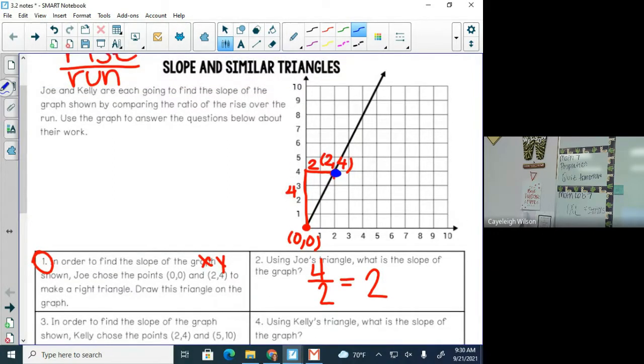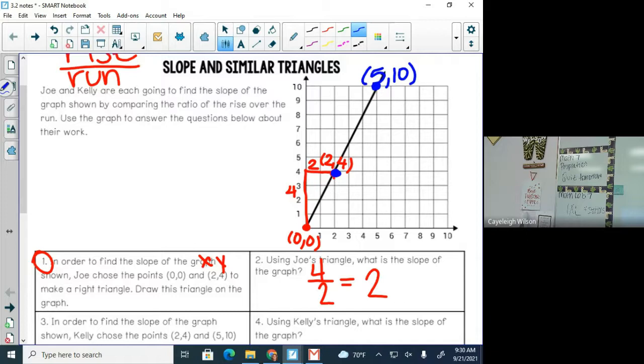So I'm going to go 1, 2, 3, 4, 5 on my x, 1, 2, 3, 4, 5, 6, 7, 8, 9, 10 on my y. So this is (5, 10). Okay, everybody good with putting the points on there? All right, and then I'm going to draw my triangle.